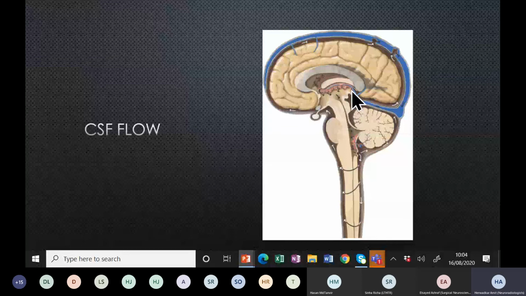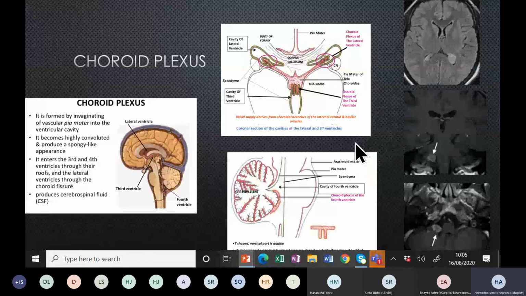So of course, CSF is formed within the choroid plexus itself, within the lateral ventricles, within the third ventricle, and within the fourth ventricle. But it is present only in the roof of the lateral ventricle and in the occipital horns. It doesn't extend anterior to the foramen of Monro. So there is really no choroid plexus within the frontal horns themselves.